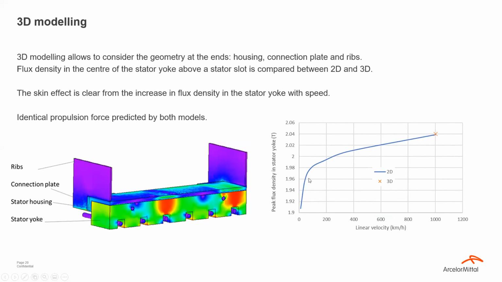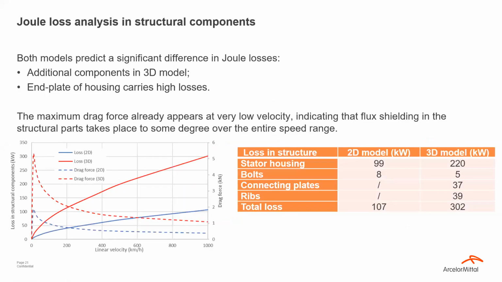So when the speed goes up, we have an increase in the flux density, but we also have a change here in the behavior inside of the laminations and also towards the housing. If we look at the losses, then we do see a difference in the results of the 2D and the 3D modeling. So first of all, you can see that the difference in losses is mainly on the aspect of the stator housing, and it is mainly also visible at the different speeds.